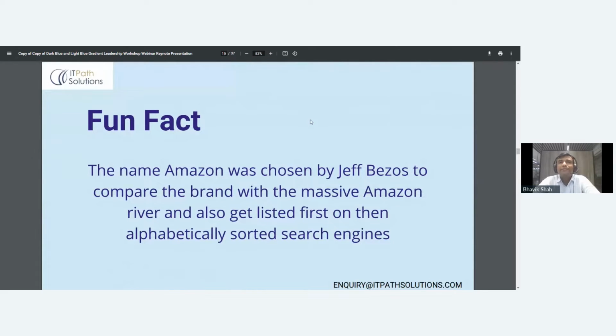Do you know why Jeff Bezos chose the name Amazon? The first reason is that he wanted his brand to represent the massiveness of the Amazon River. But another reason was that at that time, search engines used to list websites in alphabetical order, and he, of course, wanted his website to be listed on top. That's why he chose the name Amazon, which starts with A, so that in alphabetical order it would be on top. Smart man, you see.